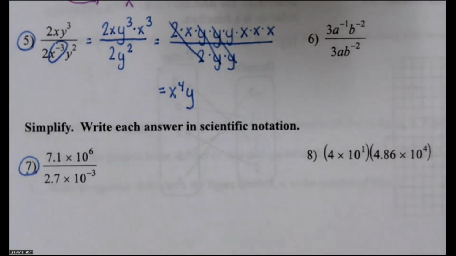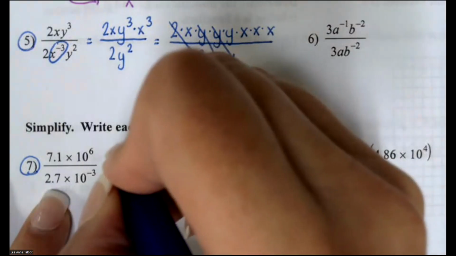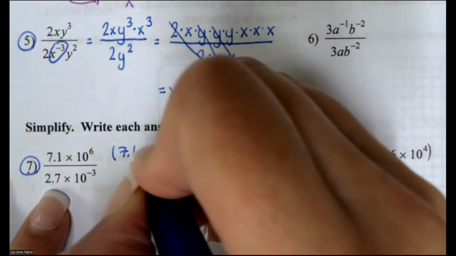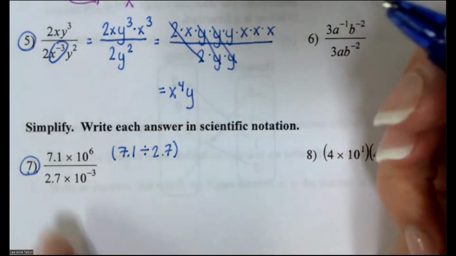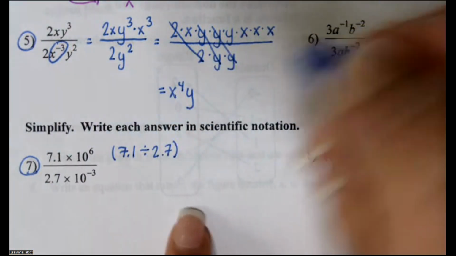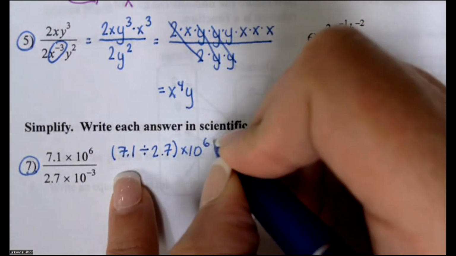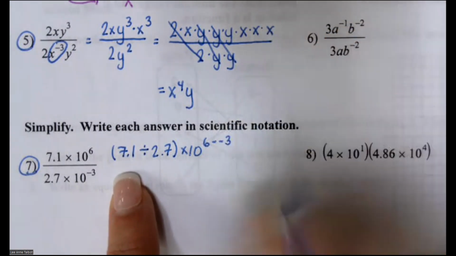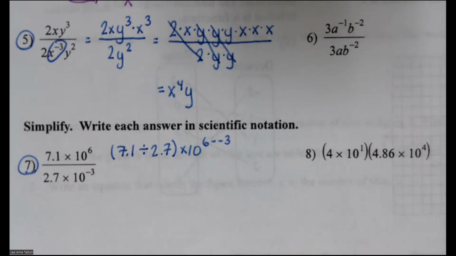Okay, scientific notation problems. Let's go over this again. So this is division. So I'm going to do 7.1 divided by 2.7. I'm going to divide the front numbers and then subtract the exponents. Be very careful. It's not 6 minus 3. It's 6 minus negative 3. Be really careful about that.